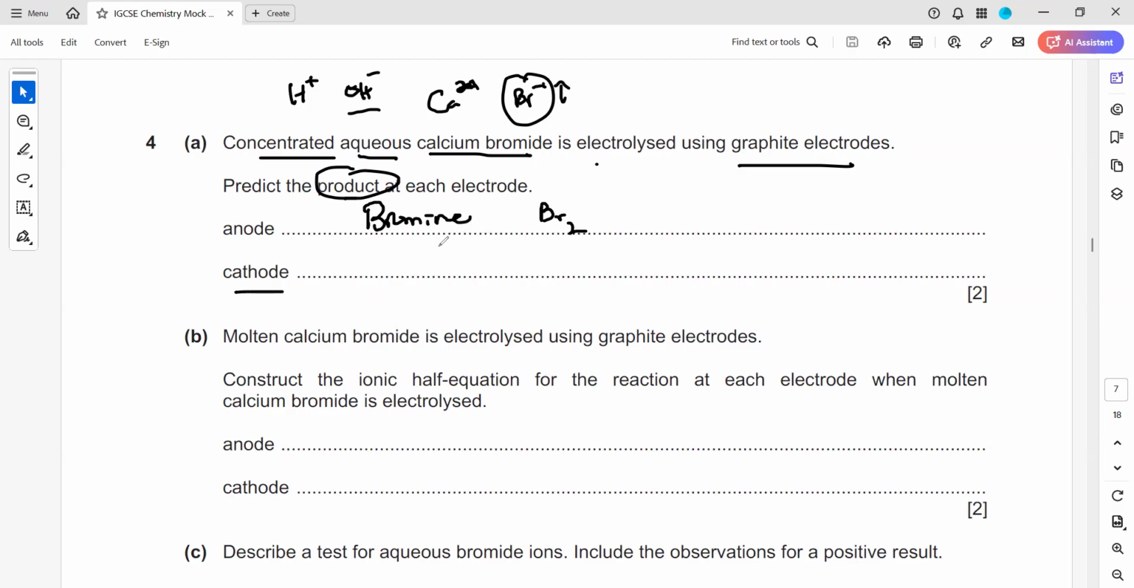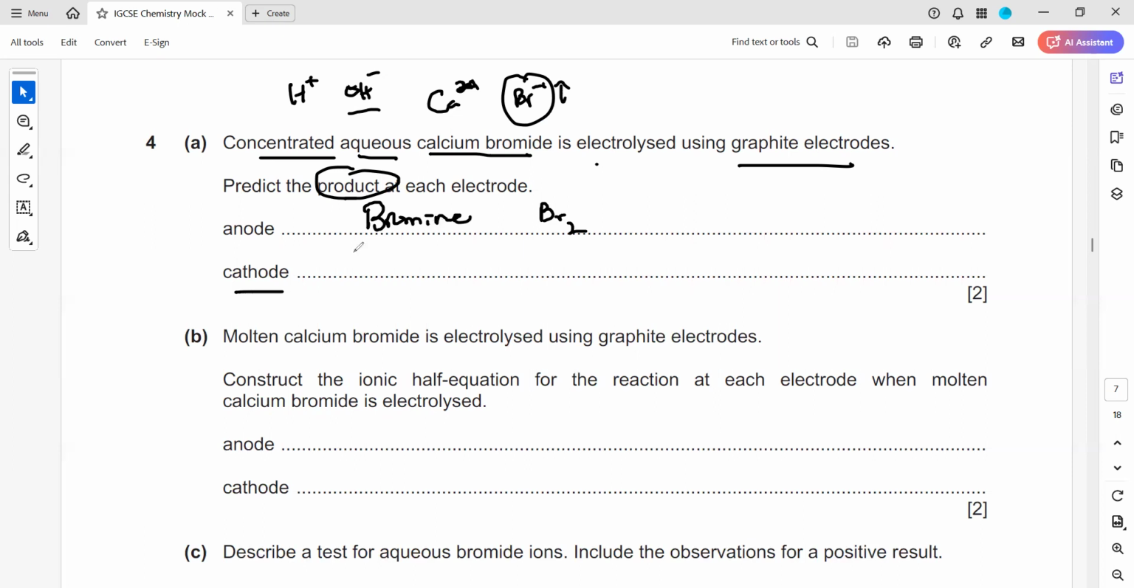Sir, in the extraction of iron, if they ask for an equation and you write it in words, will you lose the mark? It depends on the distribution. Usually, the equation should be symbolic unless they say to write a word equation.